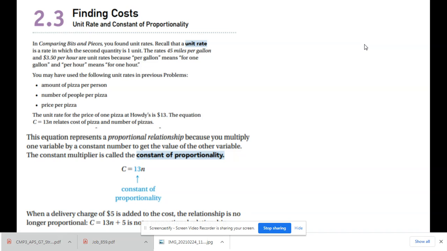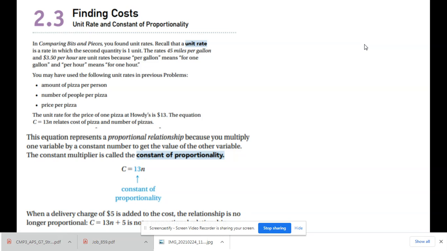It's 45 miles per 1 gallon. And $3.50 per hour is also a unit rate because you're getting it down to 1 hour. $3.50 per 1 hour. So those are both unit rates because per gallon means for 1 gallon and per hour means for 1 hour. You may have used the following unit rates in previous problems: the amount of pizza per one person, number of people per pizza, or even the price per pizza.